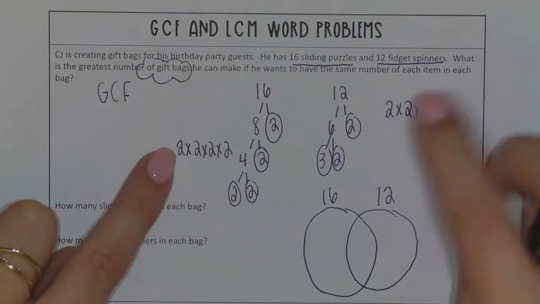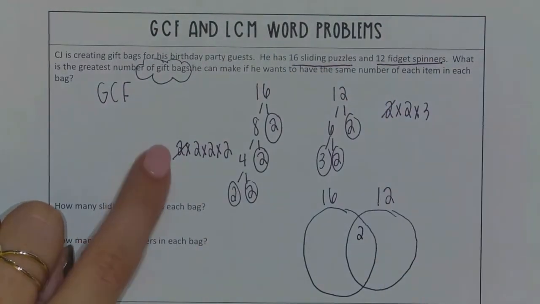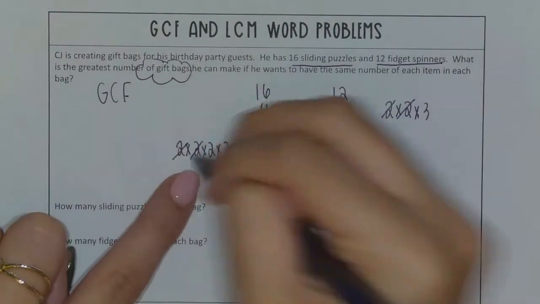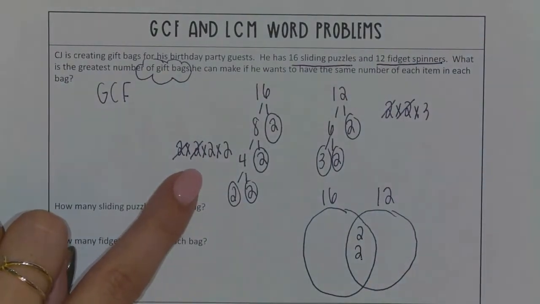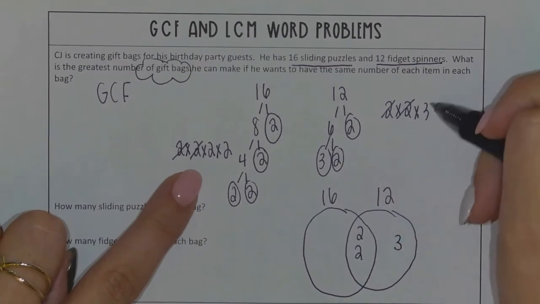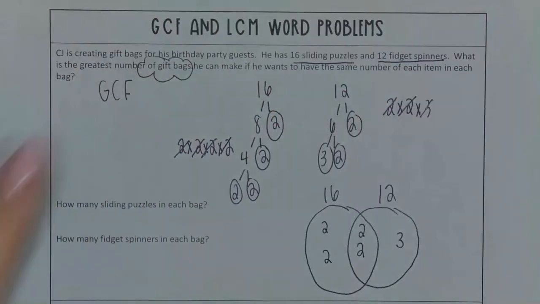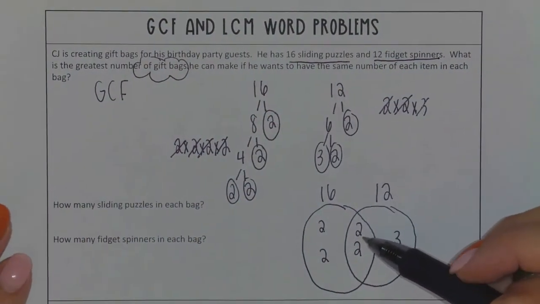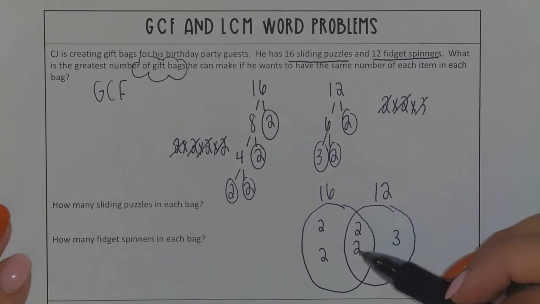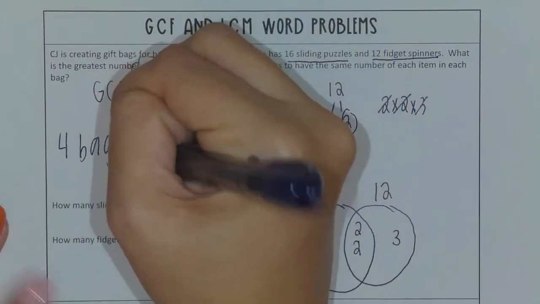Okay, so I see that they both have a 2 in common, so I'm going to scratch it off, put it in the center. I see that they have another 2 in common. I'm going to scratch it off, put it in the center. But I see that 12 has the number 3, and 16 has 2 extra 2s. So to find my greatest common factor, I look at what's in the middle. So that would be 2 times 2, which means he can create 4 gift bags. That's it.